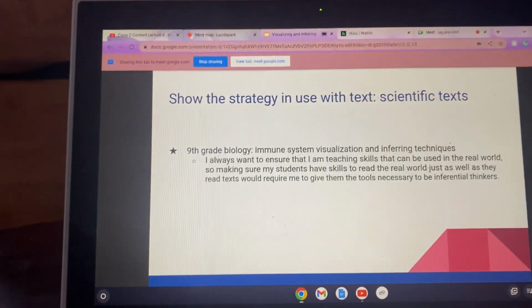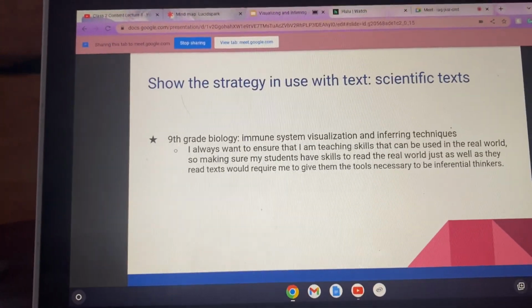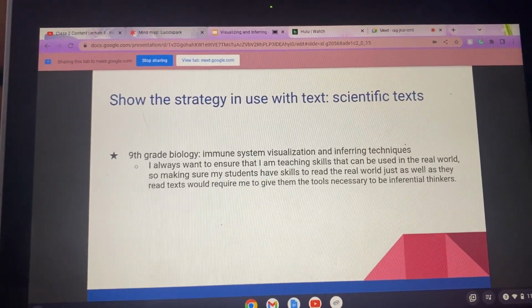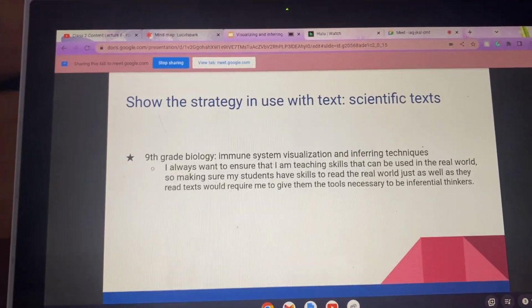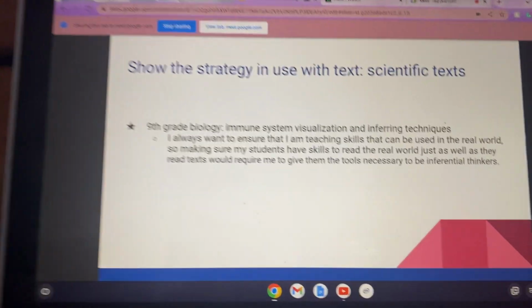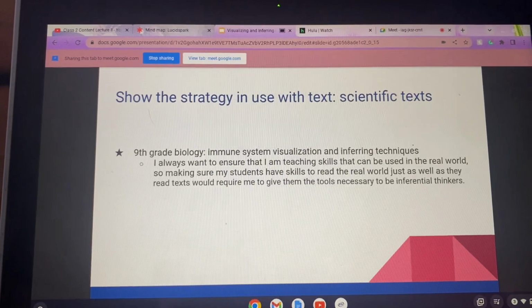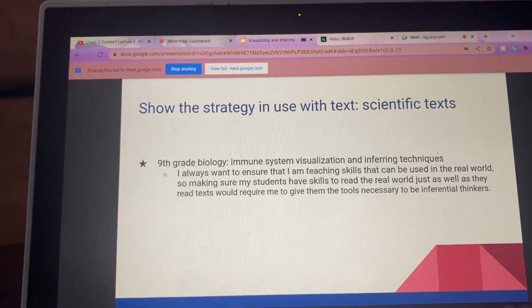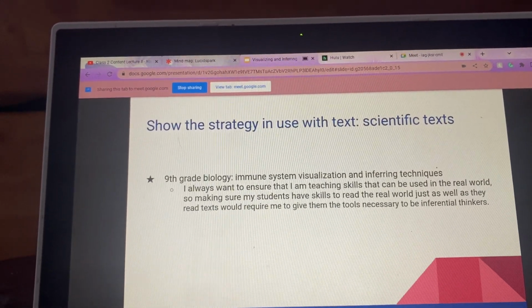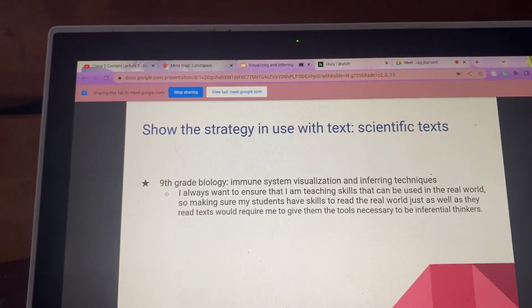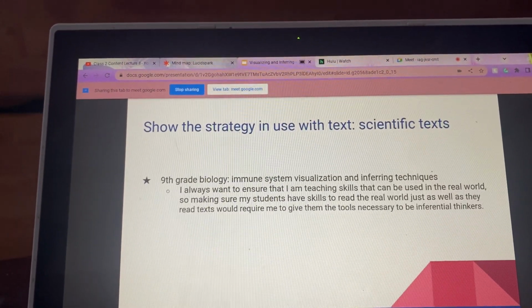So the next slides are going to be how I would use this strategy with the text I pick, more specifically scientific text, more specifically to do with the immune system. The immune system is a very, very complex body system, obviously. So using visualization and inferring techniques can be really helpful. I just came up with a couple scenarios and ways that I would use those tools.